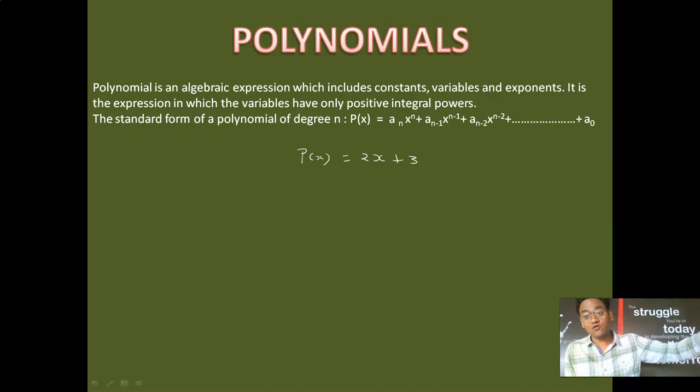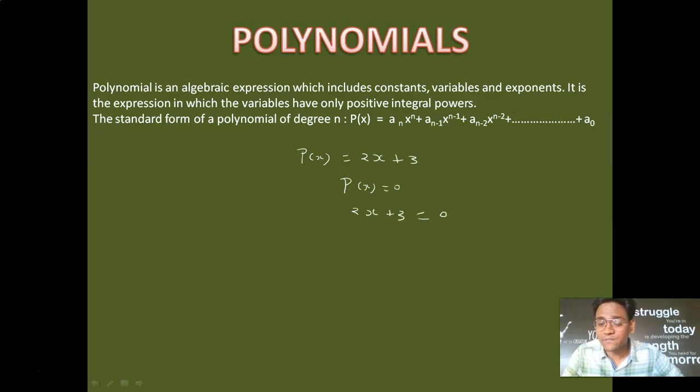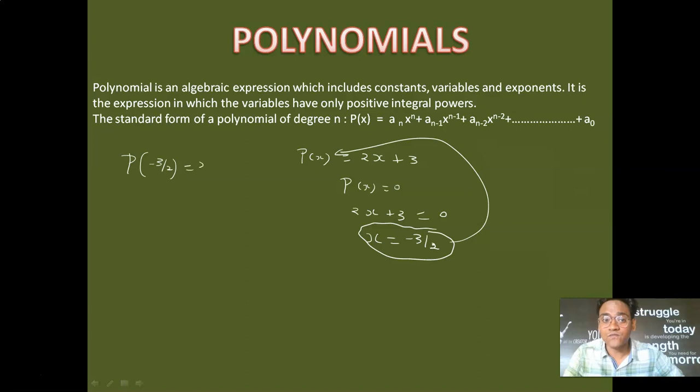That value of x is going to be the 0 of this polynomial, and we know if I just equate p(x) equal to 0, then 2x plus 3 is equal to 0, and when I solve this equation for x, I will get x is equal to minus 3 by 2. So this x is equal to minus 3 by 2 will be known as the 0 of this polynomial p(x), because you can check, if I replace x with minus 3 by 2, the value of this polynomial is going to become 0 only.